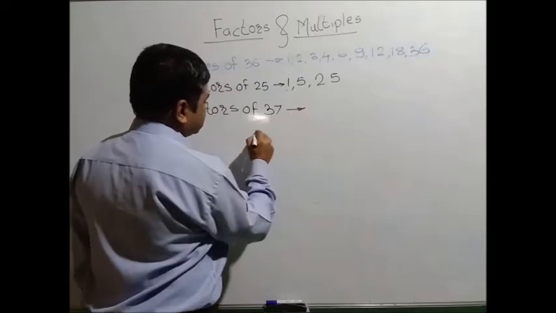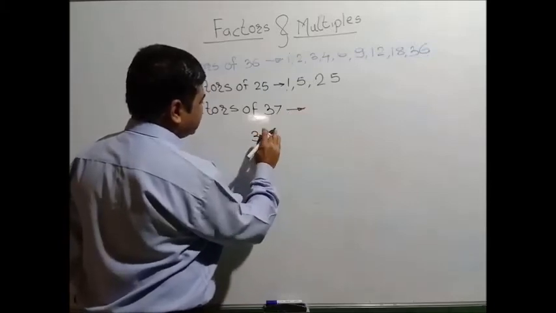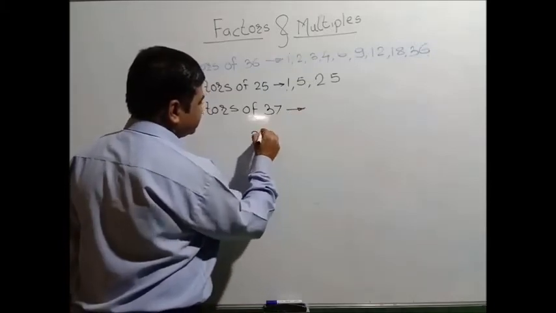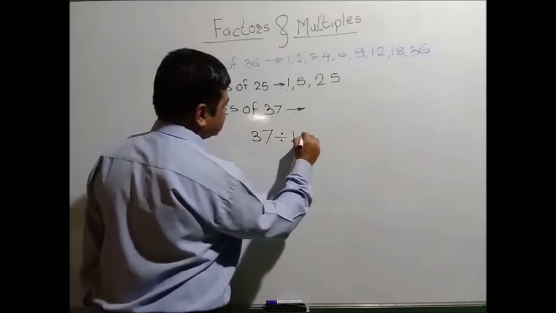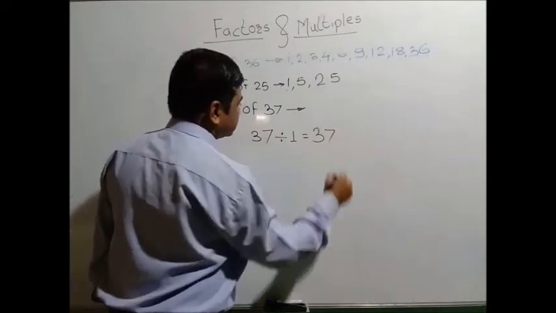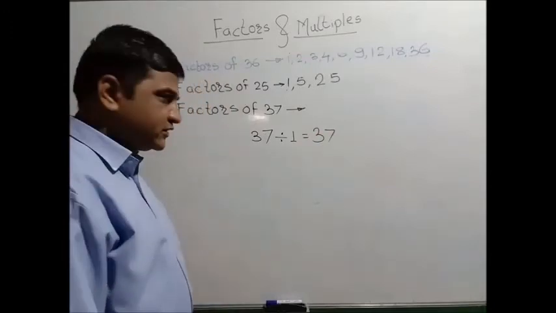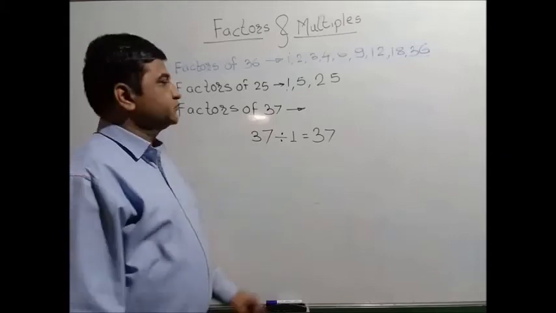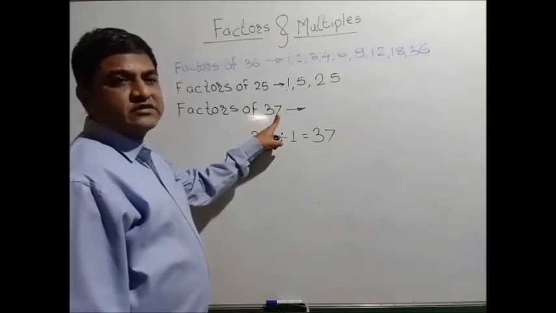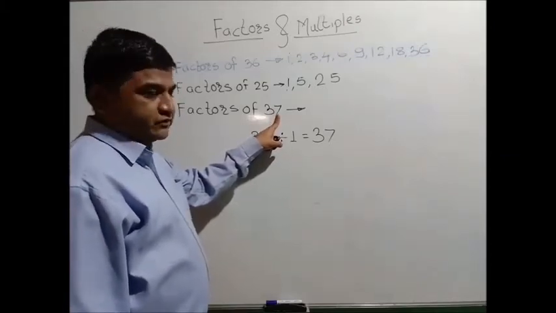Okay. So first thing first, I will divide the given number by 1, because I can easily divide any number by 1 and I will get the quotient as the same number. So 37 divided by 1, I get 37. What about the divisibility by 2? The ones place digit is not an even number, so it's not divisible by 2.